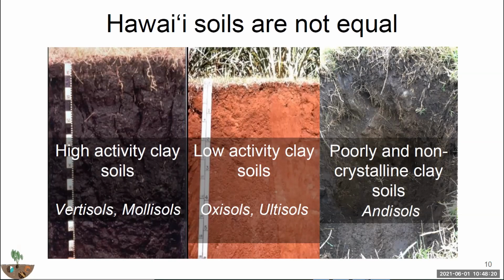And then we have the most wondrous soils on the planet. They cover much of Maui and the Big Island, and we call these the andisols. They're relatively young, and they develop in volcanic ash.